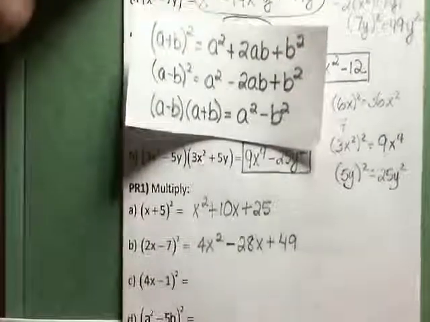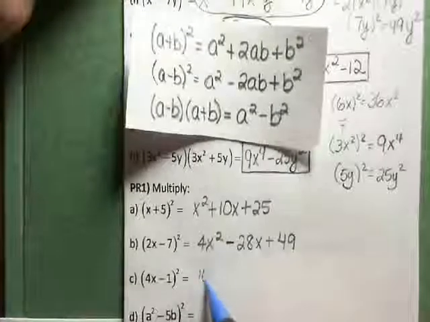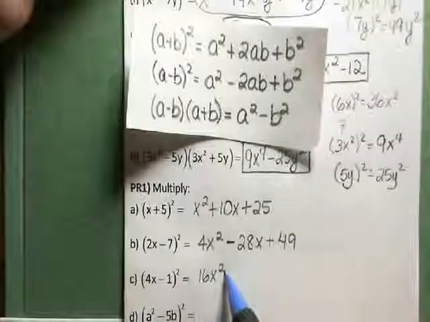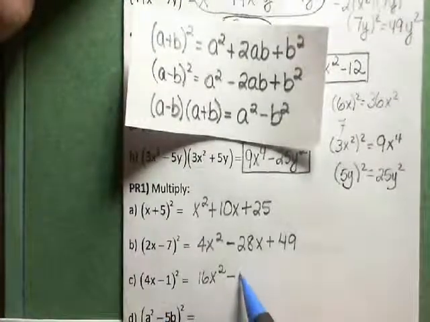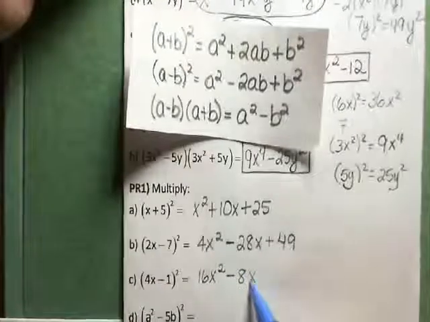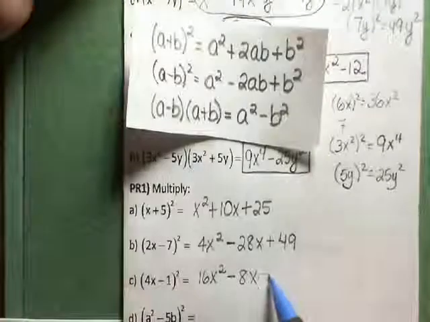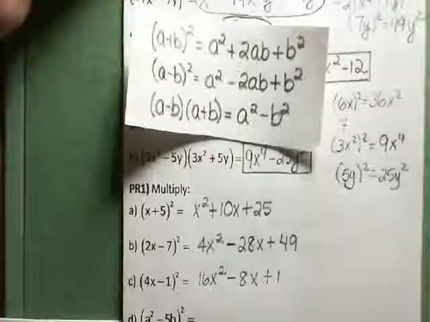Alright, the next one, you take the first term and you square it. So 4x raised to the square becomes 16x squared. Then you're going to do a minus. 2 times 4x is 8x. 8x times 1 is 8x. And then for the last term will be positive. 1 squared becomes 1. And that's our answer for this one.